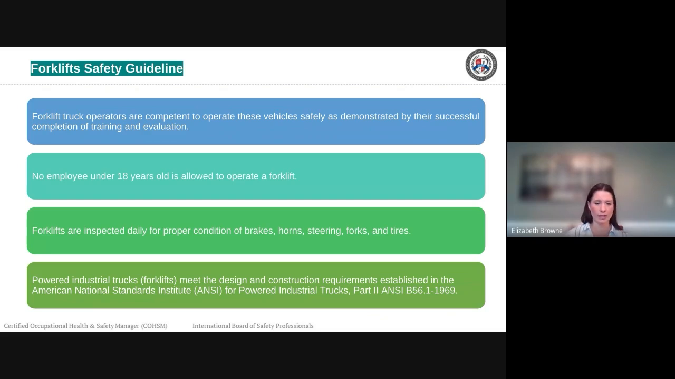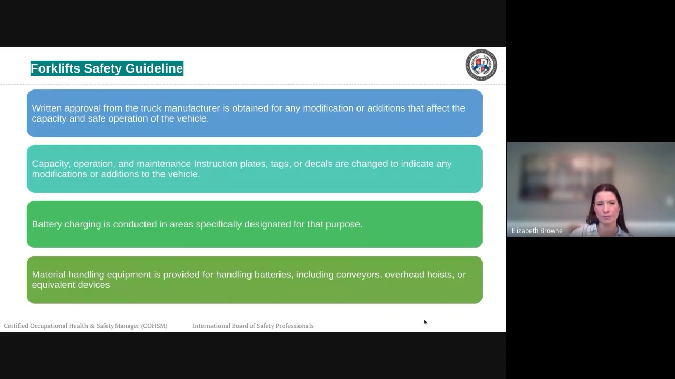Powered industrial trucks or forklifts should meet the design and construction requirements as established by the American National Standards Institute for Powered Industrial Trucks. You should obtain written approval from a forklift manufacturer if you're going to modify or add any attachments that could affect the capacity or safe operation of the vehicle. The capacity, operation, and maintenance instructions should be on plates or tags on the forklift and should indicate any modifications or additions to the vehicle. Those should be maintained legible, and we should always be able to read them.